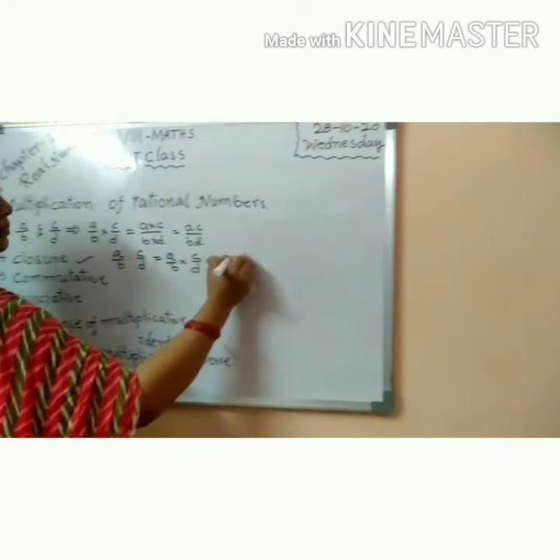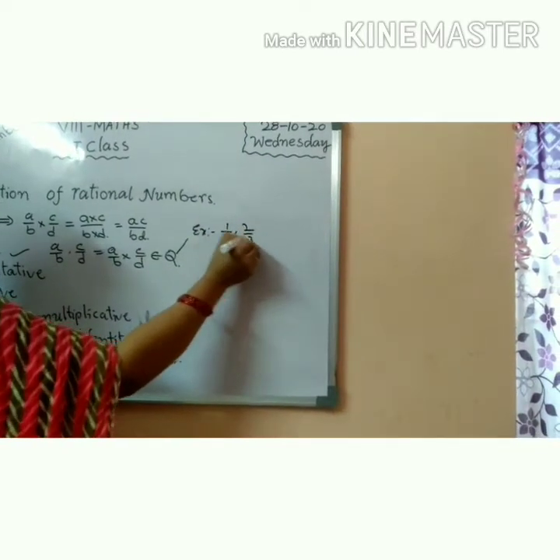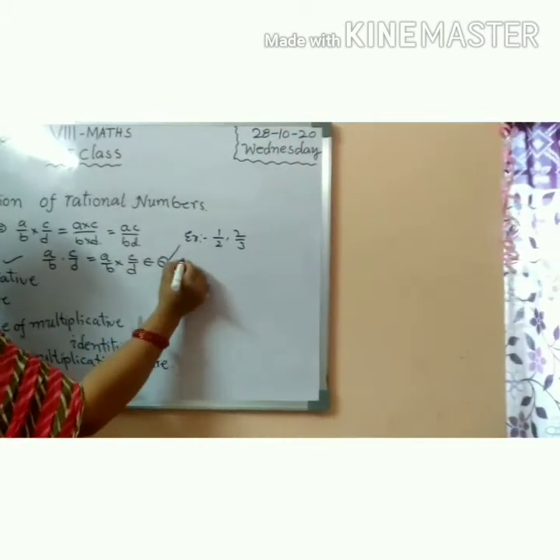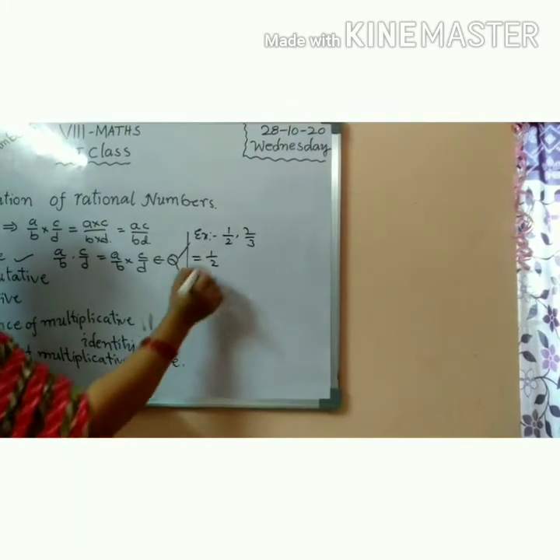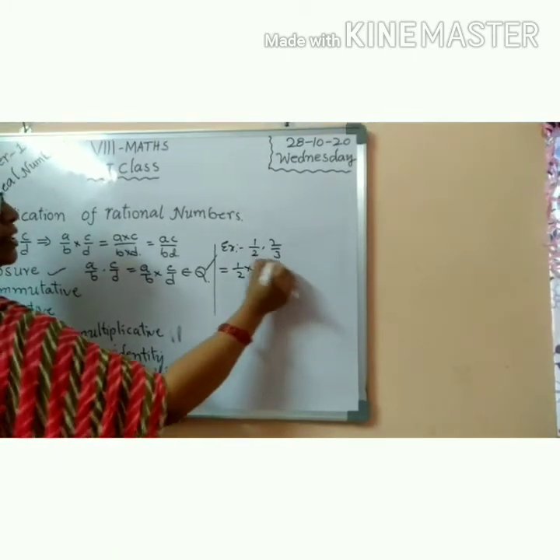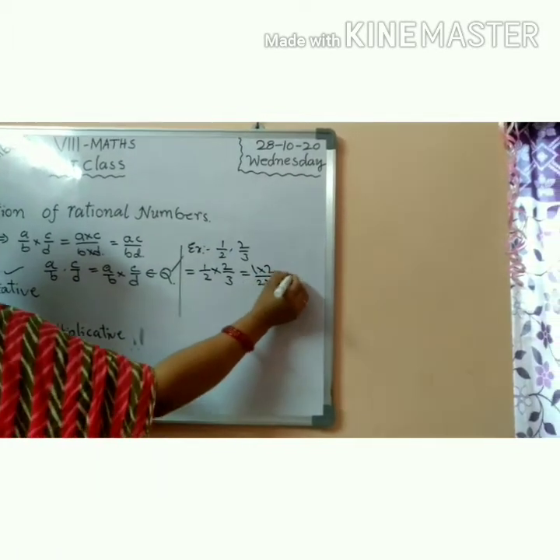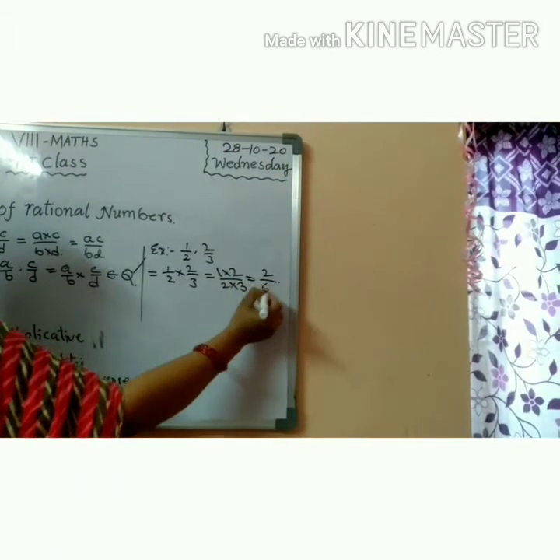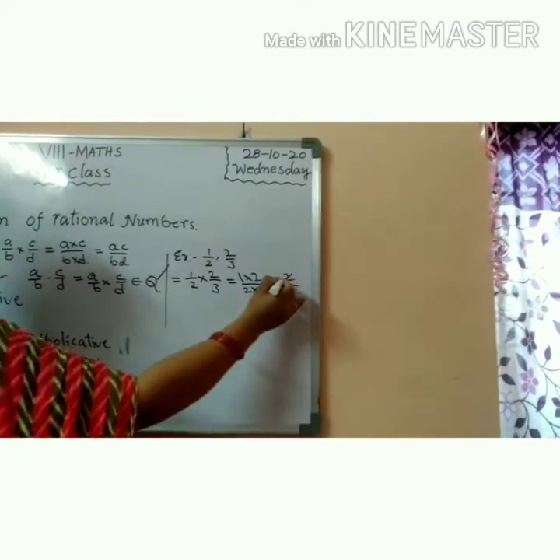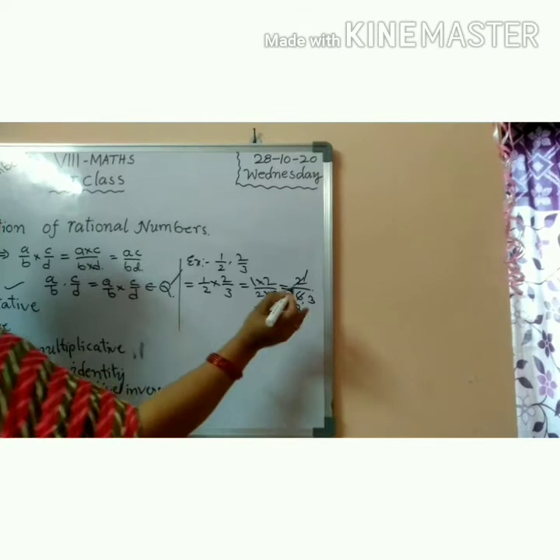For example, 1 by 2 and 2 by 3 are two rational numbers. The product of the two is 1 by 2 into 2 by 3. Here 1 twos are 2, 2 threes are 6. So 2 by 6 is also rational. The simple form: 2 ones are 2, 3 twos are 6. So 1 by 3 belongs to the rational numbers.